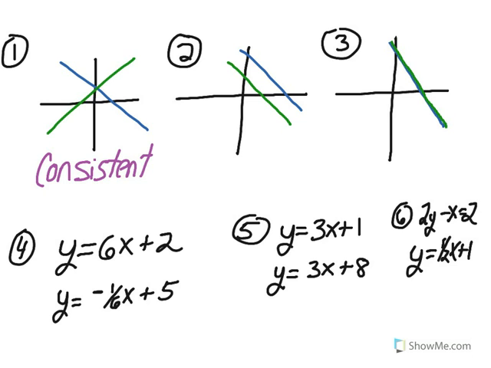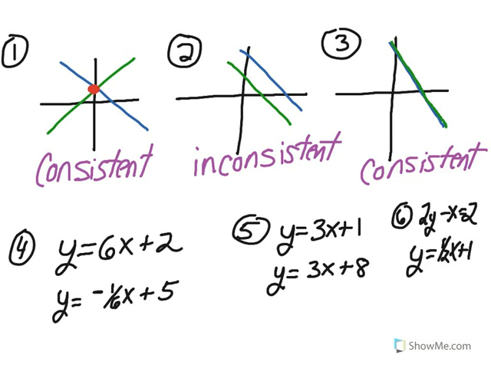The first problem is consistent because the two lines intersect at a single point. Number 2, the two lines are inconsistent because they're parallel. They have the same slope. Number 3, the two lines are consistent because they are exactly the same line and they intersect everywhere. Therefore, they have at least one point in common.